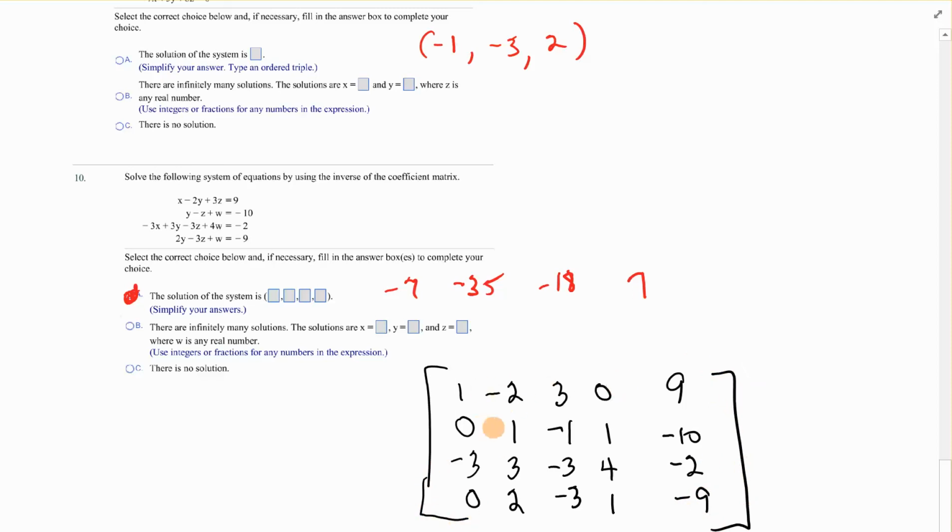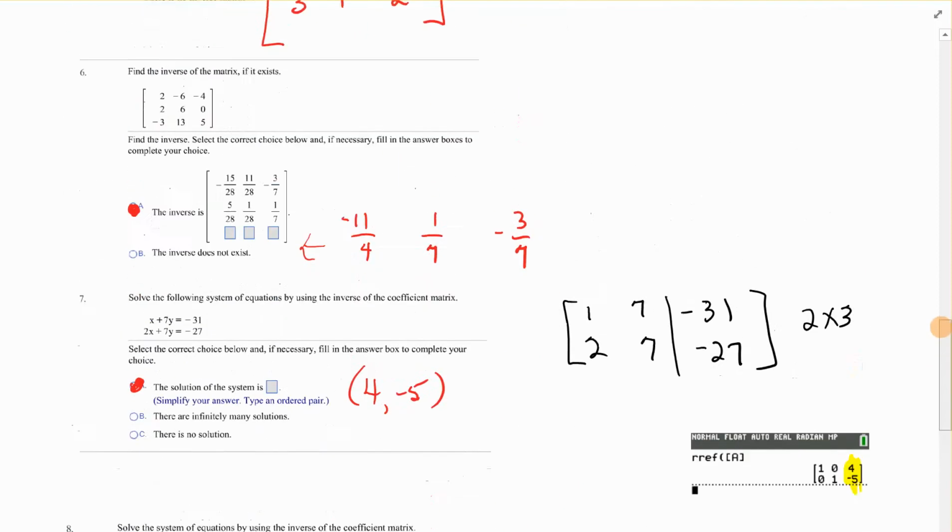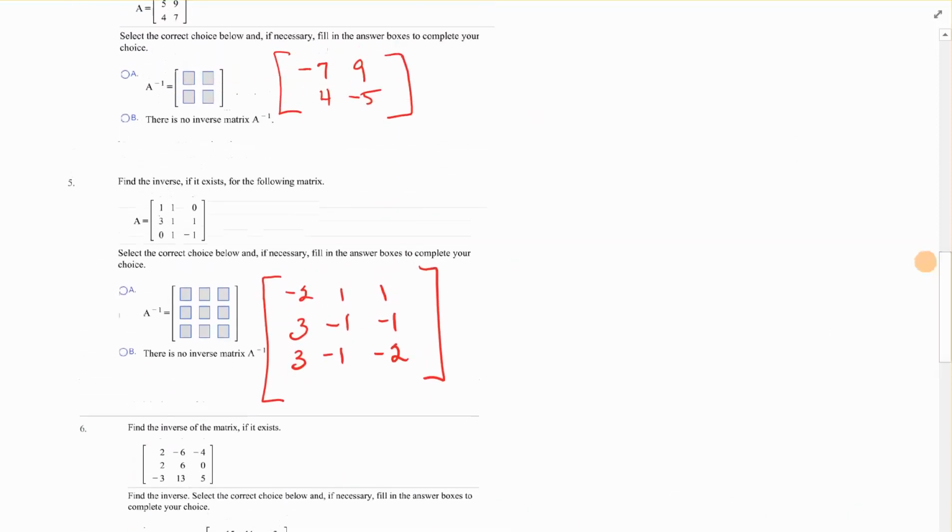So we have 1, 2, 3 rows and 5 columns. So this goes in as a 4 by 5, and then the RREF, and you should get your answer here. So you'll plug in the values there. So I think that gets you going on using the inverse, finding the inverse and doing some more solving.